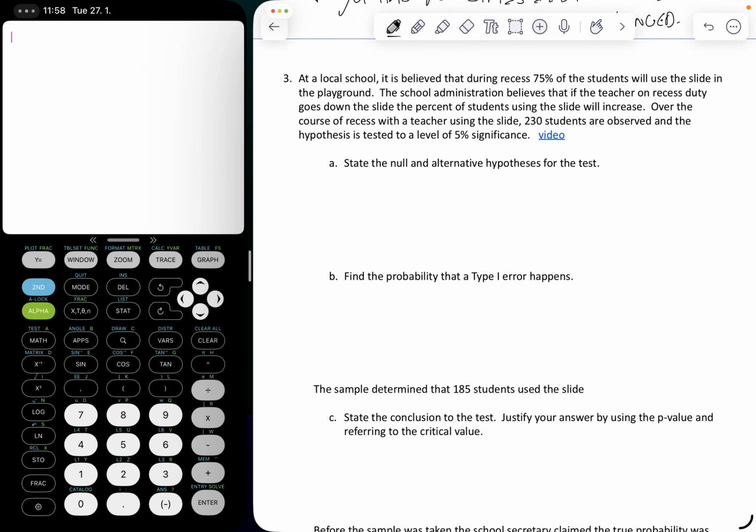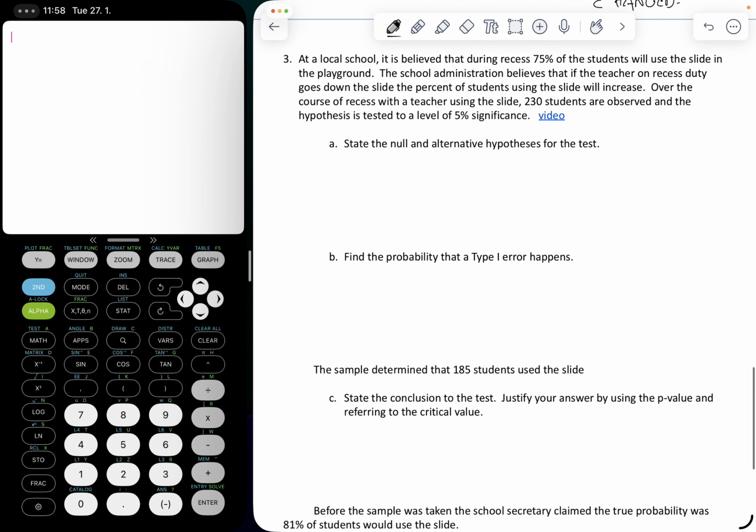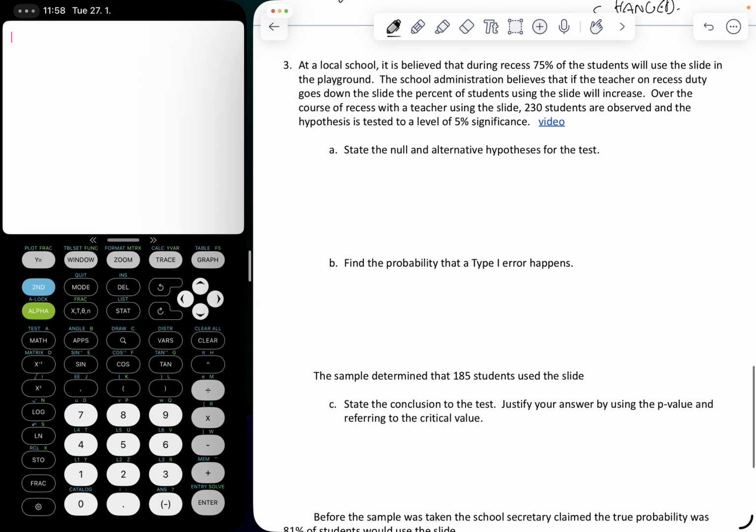I'm going to take a look at type 1 and type 2 error in a binomial problem here. And we could also do this with a Poisson. The process is very similar, but this problem happens to be binomial. And again, they don't mention it's binomial, but let's take a look at what's going on.